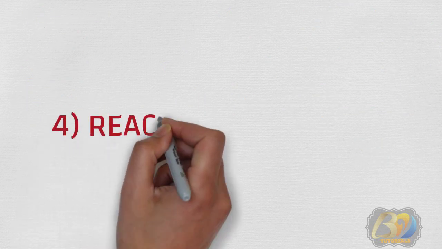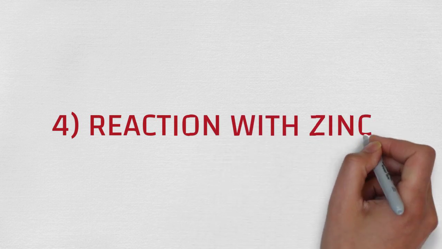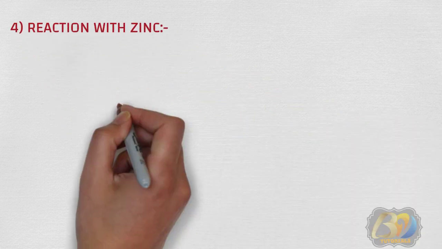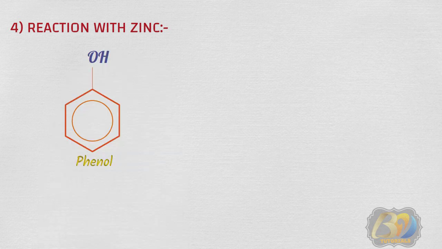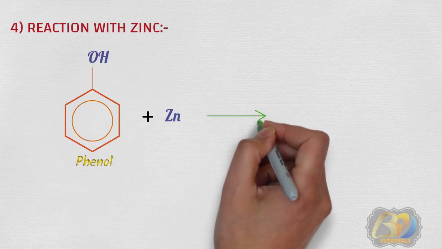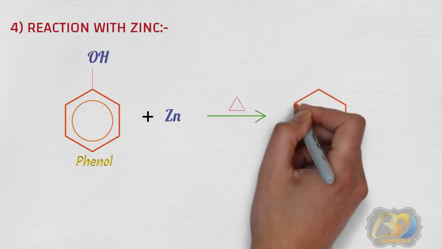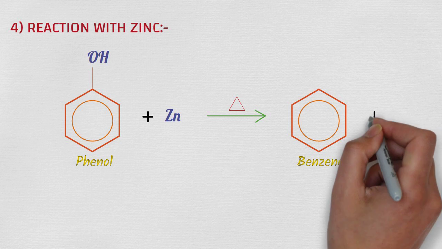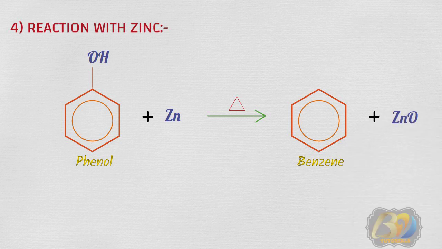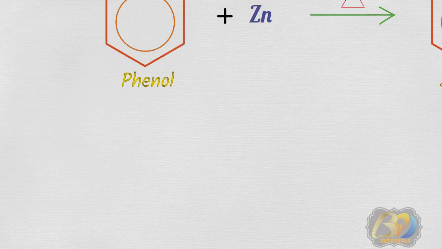The fourth one is reaction with zinc, that is zinc dust. Here, when phenol is distilled with zinc dust, we get benzene with the elimination of zinc oxide. So this is a typical reduction reaction of phenol. But in this reaction, the yield of benzene is very low.